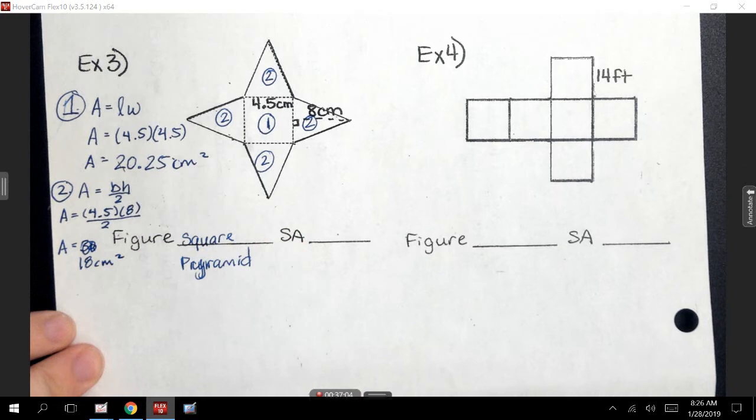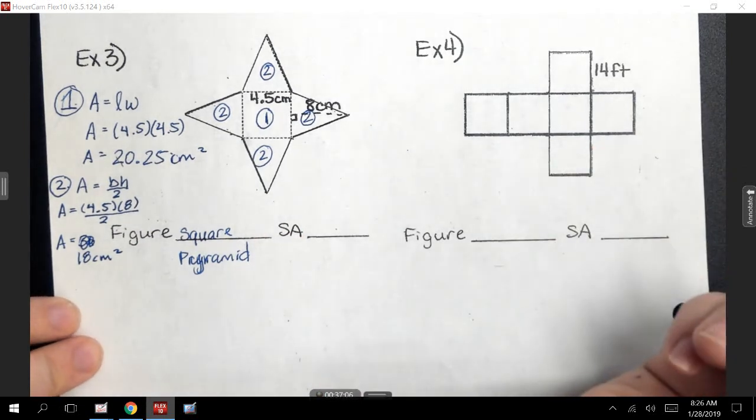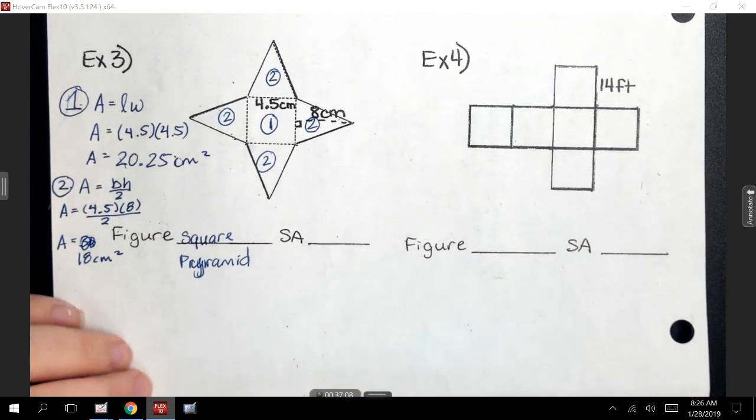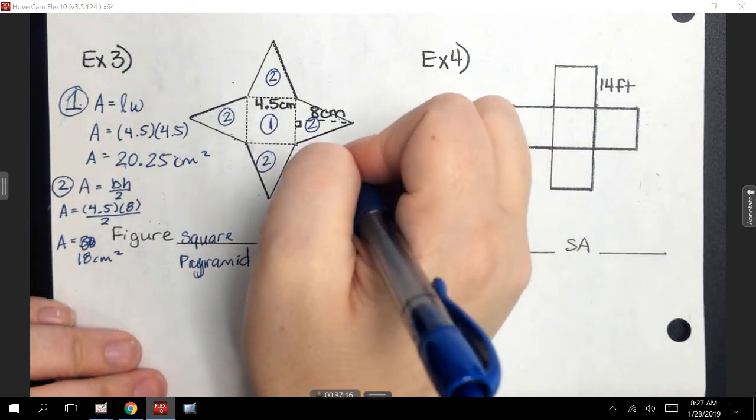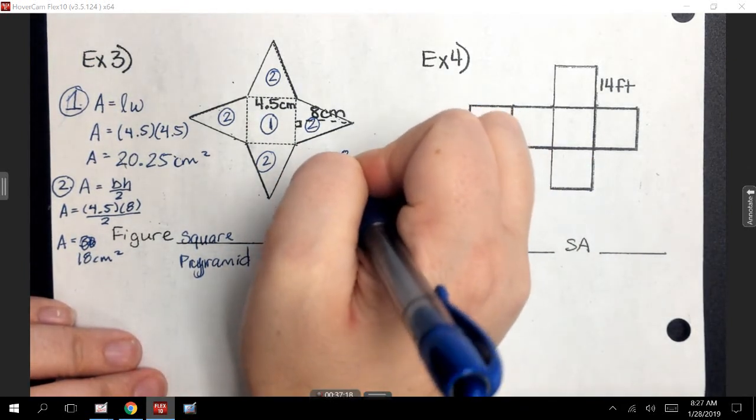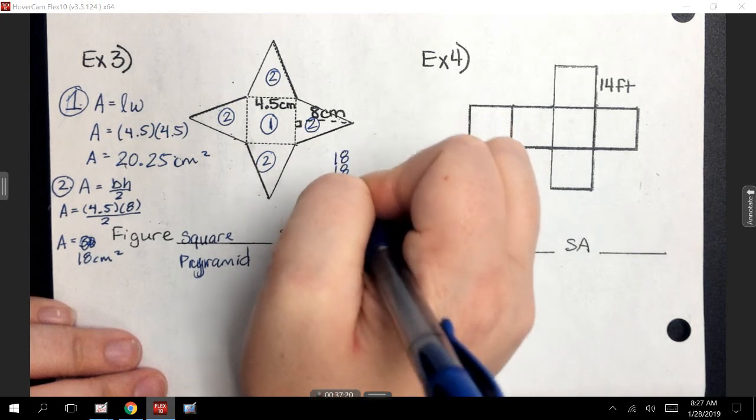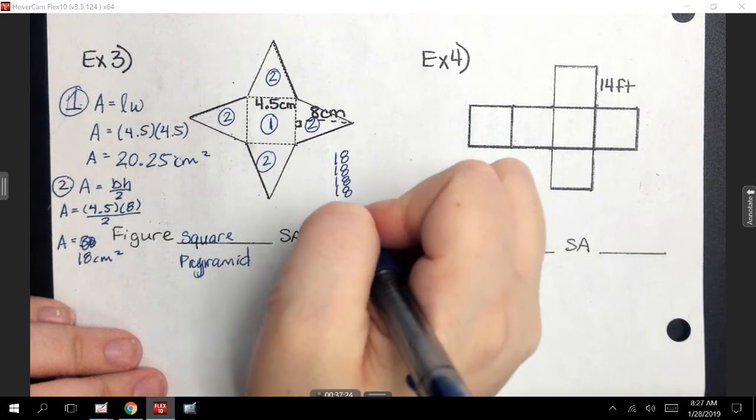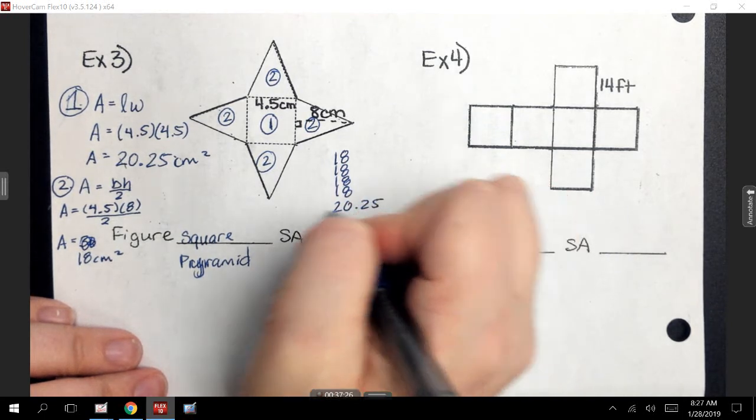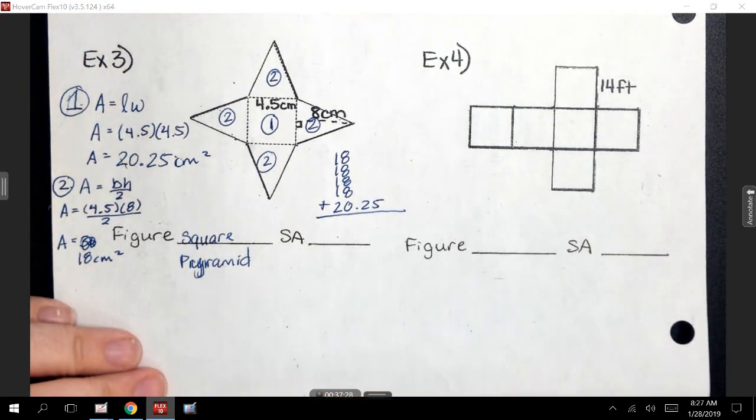All right. So when I add it up, what numbers am I going to add? Someone list my numbers that I'm going to add up for this. What am I going to add up? Seth, help me out. Okay, so 18, I'm going to have 4 of them. So I have 18, 18, 18, and 18. What other number do I need to add in there? 20.25. So when I add that up, what am I going to get, Omar?